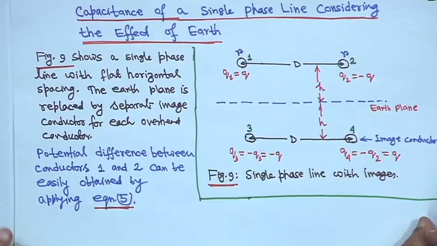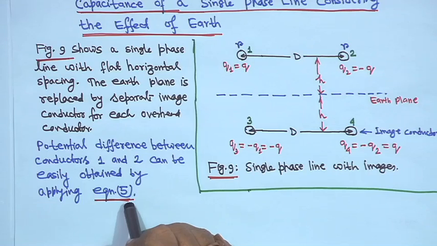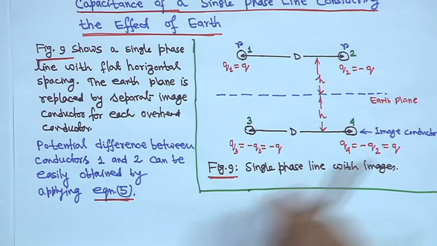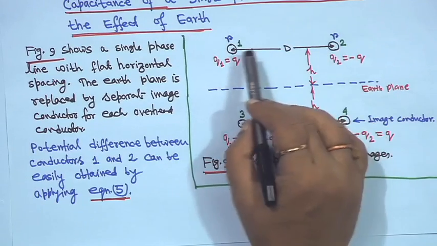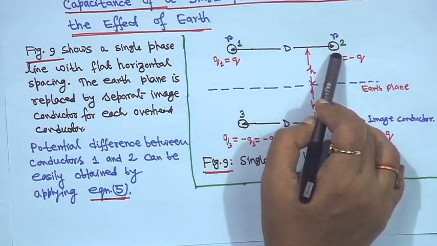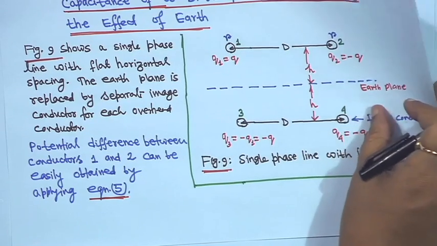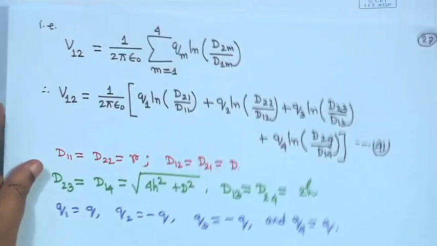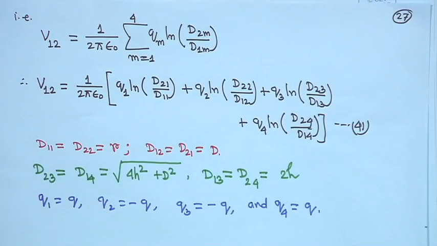First, you have to find out the potential difference between conductors 1 and 2, and you have to apply equation 5. Earlier we gave equation 5; I am writing it once again. This is effectively for 4 conductors, because although this is 2 conductors, single phase, there are 2 image conductors as well. So, you have to consider the 4 conductors. If you apply equation 5, the voltage between these 2 conductors, V12, you can write.